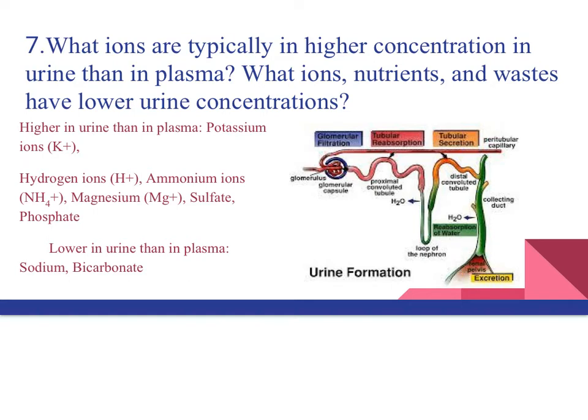This was a common question in class today, what ions are typically in higher concentration in the urine than in the plasma. So let's just simplify this. Higher in the urine than in the plasma is potassium ions. And then hydrogen, ammonia, magnesium, sulfate, and phosphate are also high in the urine because they can be excreted as waste. And then lower in urine is going to be sodium and bicarbonate because we know they're used to modify blood volume and blood pH.